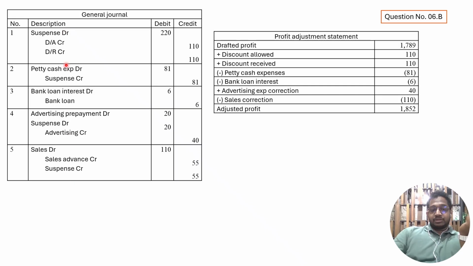So from those, discount allowed and discount received credit should be added to the profit. And petty cash expense, minus from profit; loan interest, minus from profit. Advertising written off, which means reverse, you should add to the profit. And the sales reverse, you should deduct when you're finding out the profit. Then you can find out the adjusted profit.